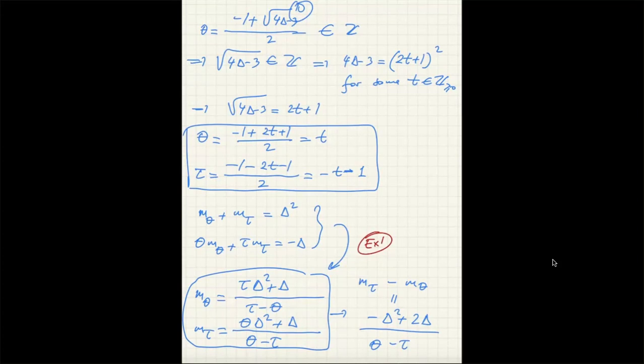So, okay, we did all this work. The difference between the multiplicities must be an integer number. So therefore, this number here must be an integer. So what we have is that delta square minus 2 delta divided by theta minus tau must be an integer. But now theta was t, tau was minus t minus 1, so their difference is 2t plus 1. So that's at the denominator.